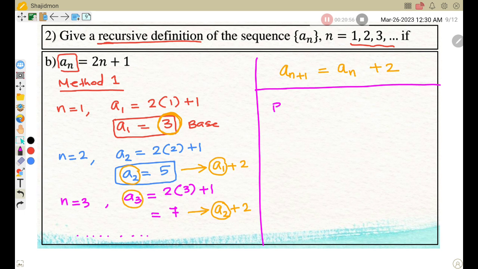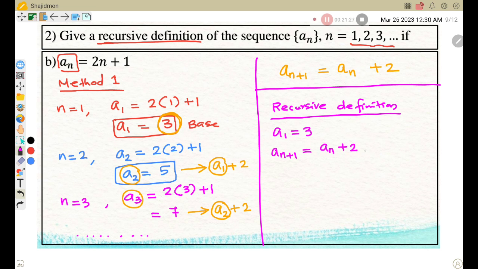Now we can write the recursive definition. As I told you, in a recursive definition we have two parts. What are the two parts? One is the base case, second one is the recursive part. So what is the base here? a1 equals 3, correct? a1 equal to 3. Now what is the recursive step? a(n+1) equals an plus 2, where n is 1, 2, 3, like that it is continuing.